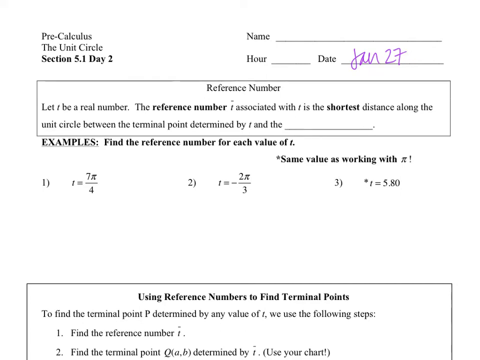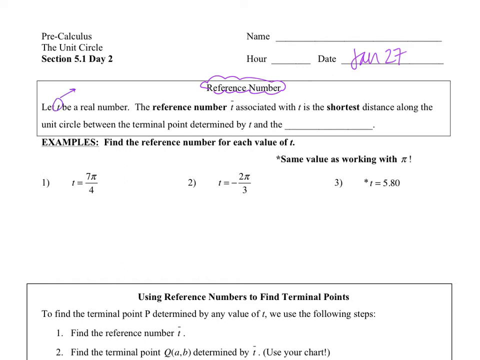All right, guys, so here we are. This is 5-2 day 2. And so we're picking up kind of right where we left off in the last video. And this time we're still on the unit circle, but we're going to talk about something called reference numbers, okay? And we're still talking about T.